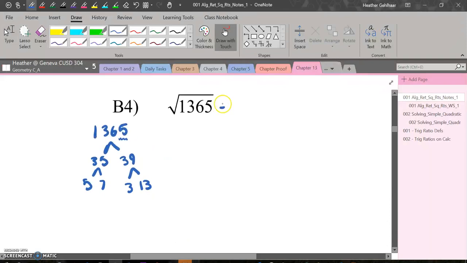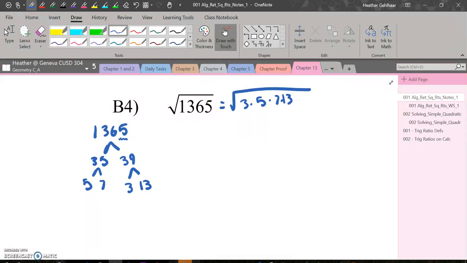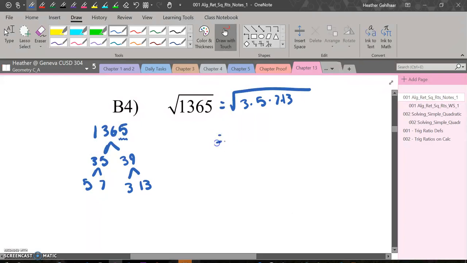I'm going to list out these factors from least to greatest again. So 3 times 5 times 7 times 13. Take a look. What do you notice here? We have a 3, 5, 7, and 13. We don't have any pairs. So since we don't have any pairs, our final answer is just going to be the square root of 1,365. There is nothing that we can factor out of here. So that is our final answer.